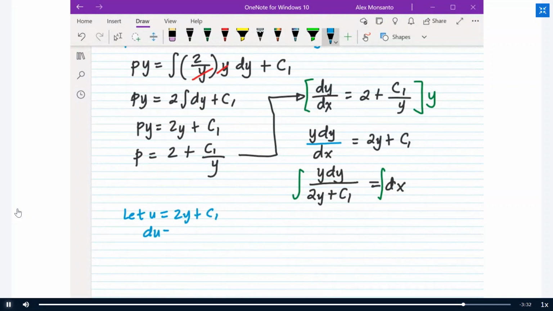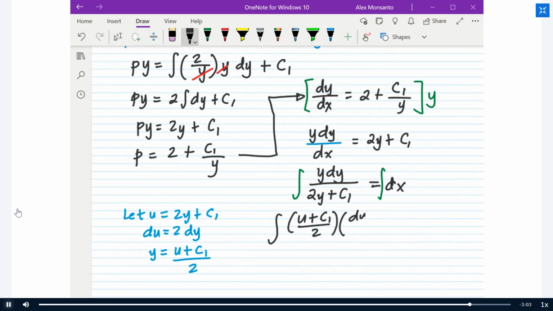Then du will be equal to 2 dy. Ayan. Then pwede natin gawin yung y, pwede natin siyang equal sa u plus c sub 1 over 2. Although, pag nilipat mo yung plus c1, magiging minus pero ginawa ko na lang siyang plus, kasi ganun din naman. Hindi naman natin alam kung anong sign yan. So, kaya ginawa ko lang siyang plus.